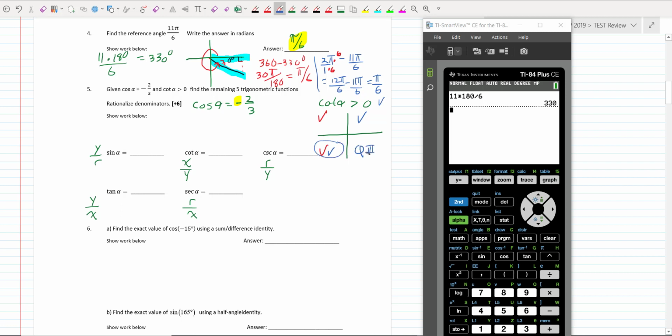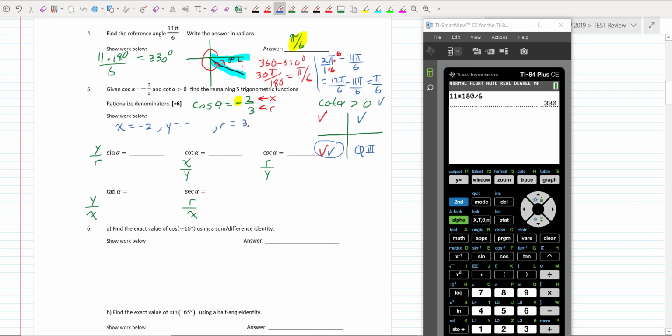You have to remind yourself of where everything is positive and negative for the trig functions. There are a number of ways we learned how to do that. The cosine is x over r. So in this problem, x is negative 2. We're in quadrant 3, so x is negative. We would find y, and y would also be negative because we're in quadrant 3, and r is 3.